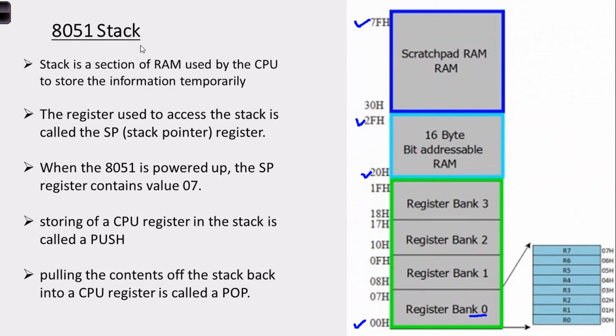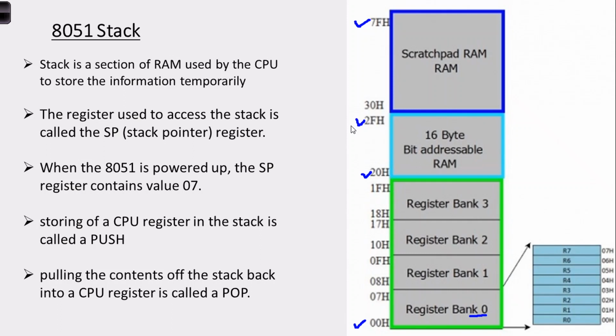In order to have this, there should be a register through which the stack is accessed. For that, we have a register called the stack pointer register. This register contains the address of the RAM location where the stack is accessed. When the 8051 is powered up, the default address stored in the stack pointer register is 07 hexa.